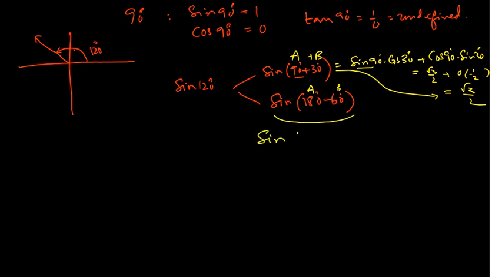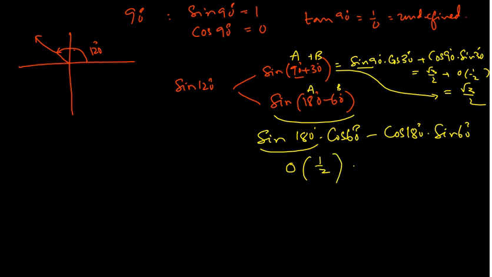Here again, sine 180 into cos 60 minus cos 180 into sine 60. We are trying to get sine of 180 minus 60, and let's see what value we will get. Sine 180 is 0. Cos 60 is half. Minus cos 180 is minus 1. Sine 60 is root 3 by 2. So the first one is 0. Minus minus becomes plus root 3 by 2. So you get the same answer as this.